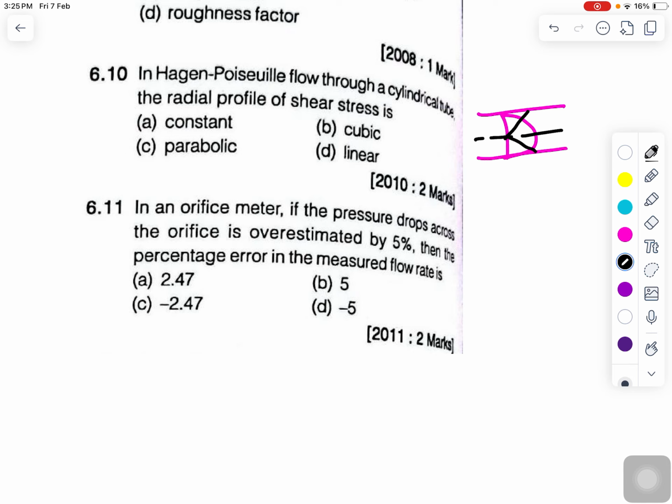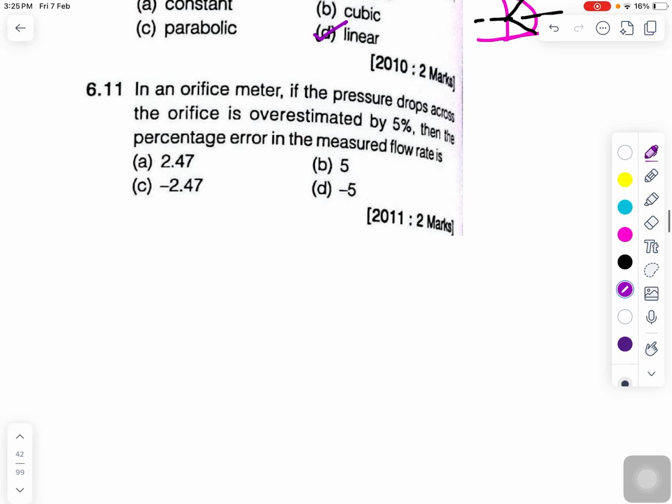Now in an orifice meter, if the pressure drop across the orifice is overestimated by 5%, then the percentage error in the measurement is, right? So if you see the percentage measurement in flow rate, Q is directly proportional to root over delta P, right? So I say Q1 is directly proportional to root over delta P, and Q2 will be directly proportional to root over 1.05 delta P. Is that clear? So this one is equation first and this one is second.